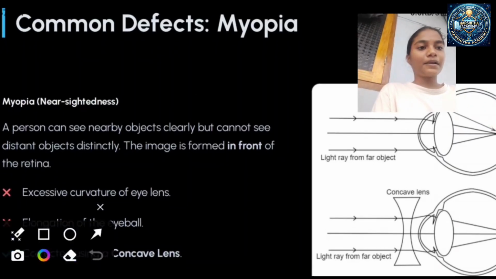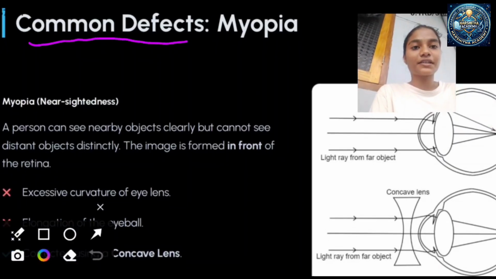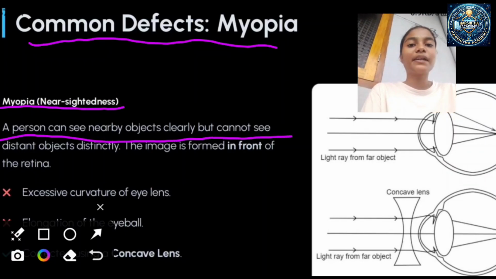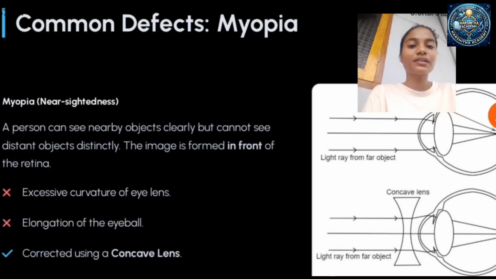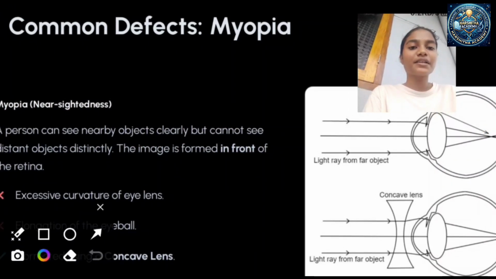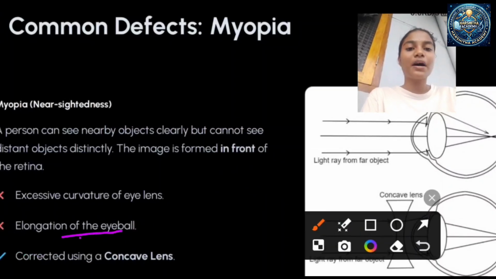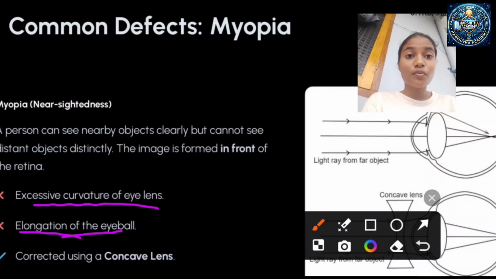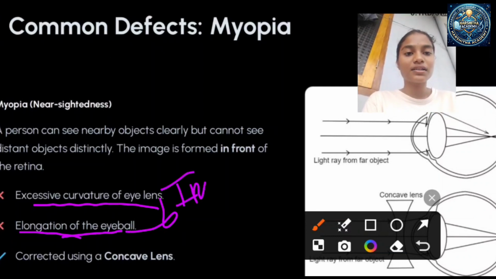Now let's see the common defects, myopia. What is myopia? It's nearsightedness or short-sightedness. A person can see nearby objects clearly but cannot see distant objects. The image is formed in front of the retina. Excessive curvature of the eye is present here, and elongation of the eyeball, meaning a large eyeball, is present, and excessive curvature of the eye lens. These are the causes. It is very important to know the causes also.